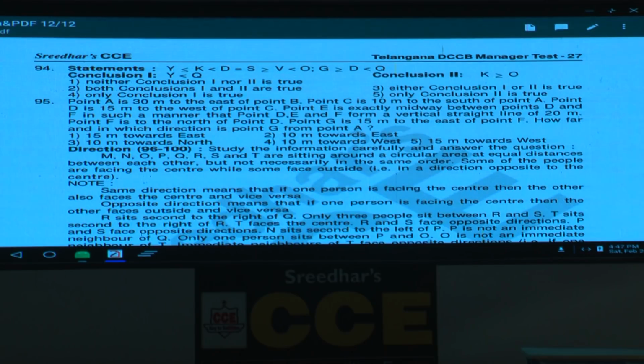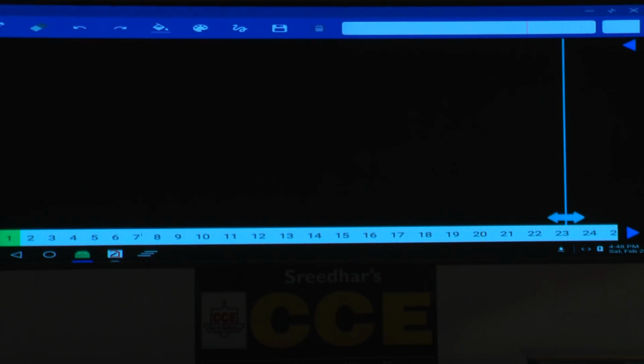Now in this 95, A is 30 meters to the east of point B. Now let us take B is at this place. Now this A is how many meters to the east of point B? Now 30 meters. A is 30 meters to the east of point B. C is 10 meters to the south of A. Now C is 10 meters to the south of A. C is here.